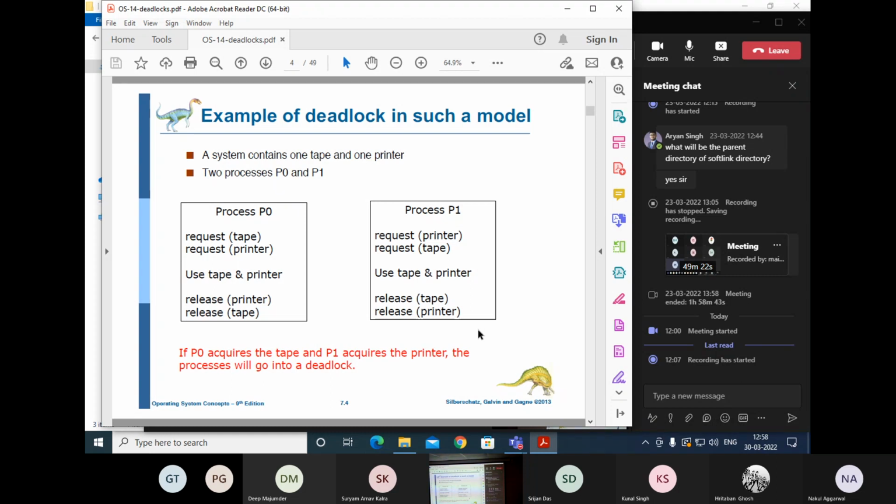P0 is waiting for P1 to release the printer. But P1 cannot do that, because to do that, P1 will have to proceed, but it is itself blocked because the tape has been allocated to P0. So essentially P0 is waiting for P1 and P1 is waiting for P0. So this is what we mean by a deadlock.